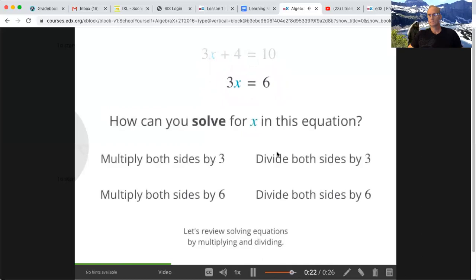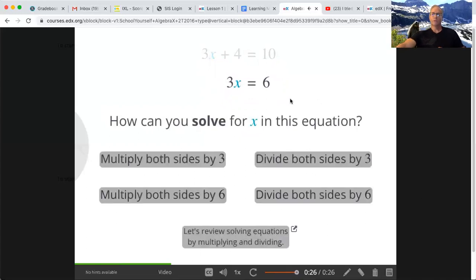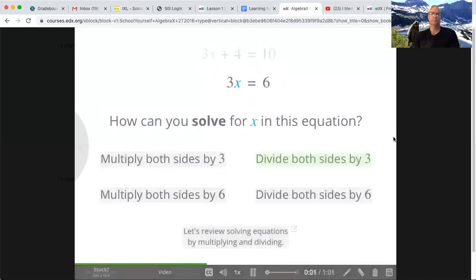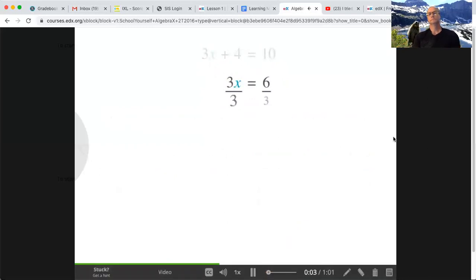What's the next step we should take so we have just an x by itself on the left side? One of the problems that a lot of people have is that they'll divide by -3, which is incorrect. You actually have to divide by +3 on both sides, which is here. All right, let's divide both sides by 3.